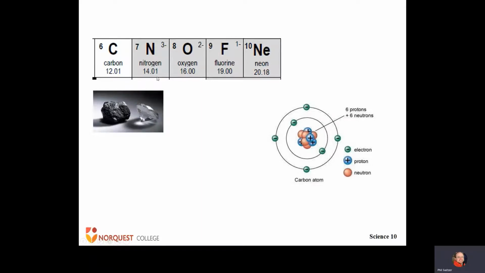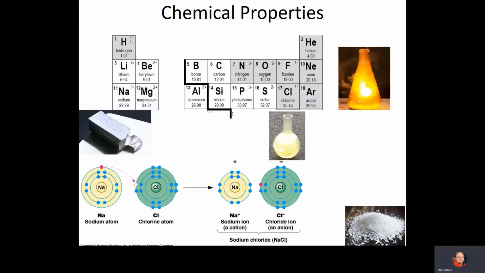Next, we're going to talk about chemical properties. Where do chemical properties come from? Well, we haven't mentioned electrons yet. So it is actually from the electrons, what we call the valence, the outside electrons. And let's take a look at that right now. So chemical properties.